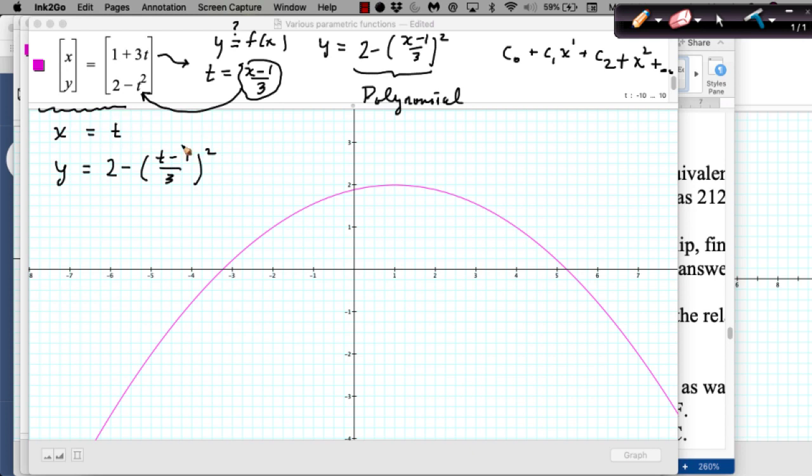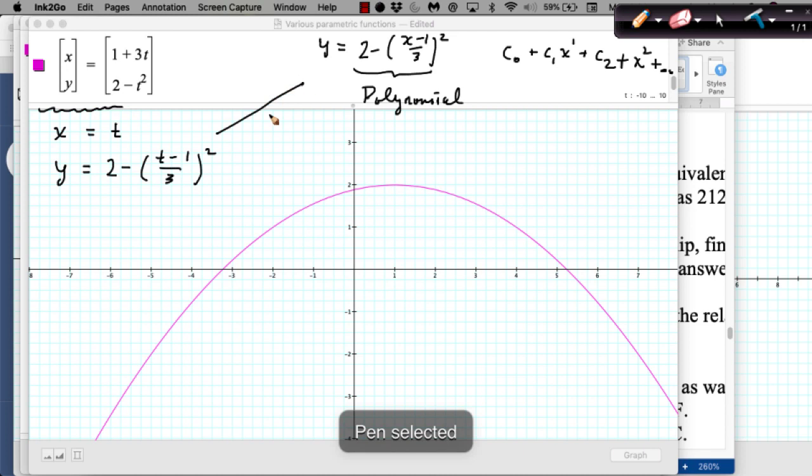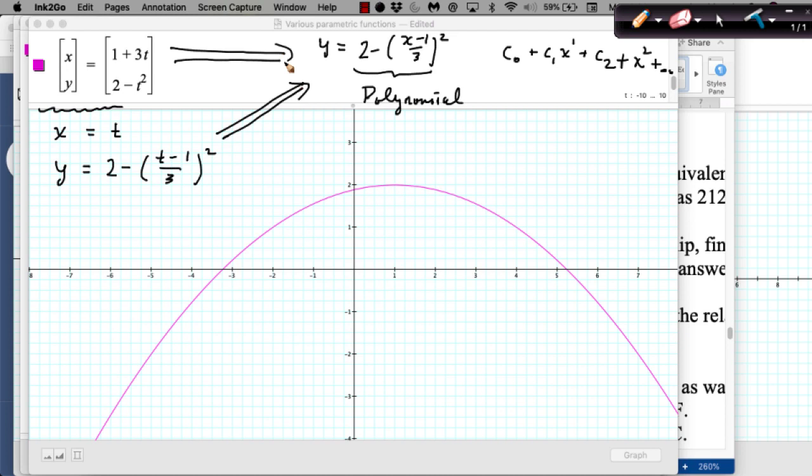Okay, so both of these are equivalent to that polynomial, y equals 2 minus x minus 1 over 3, squared. So question, is this parametric function the same as this parametric function? Are they the same or not? Same function or different functions?